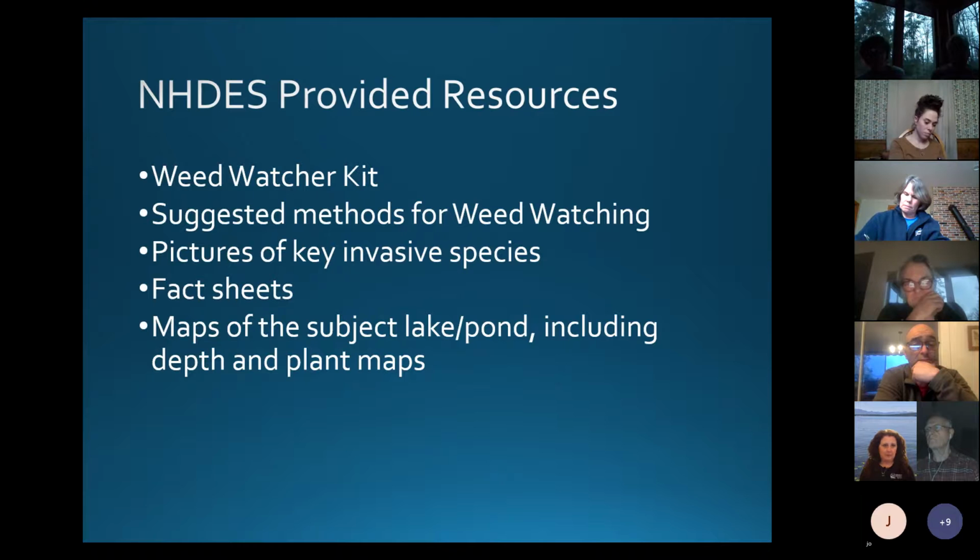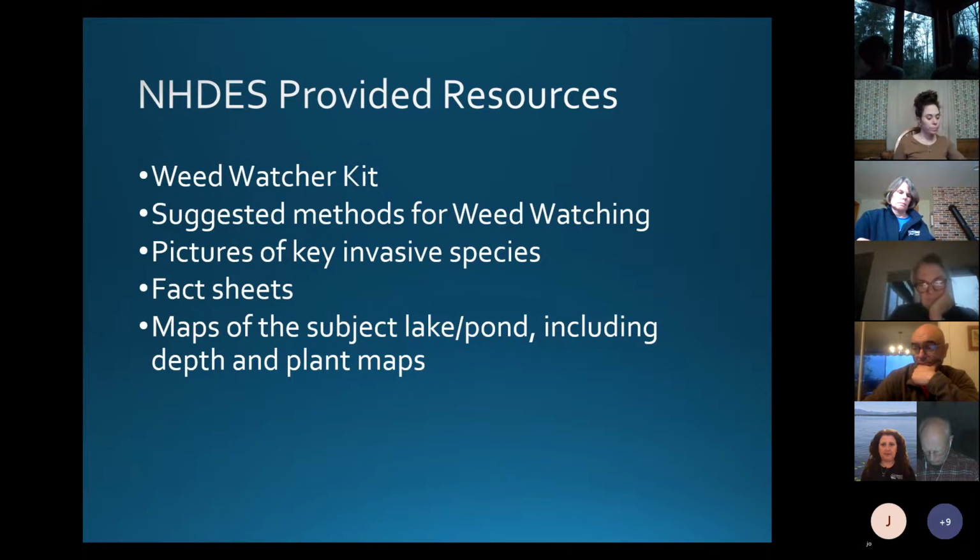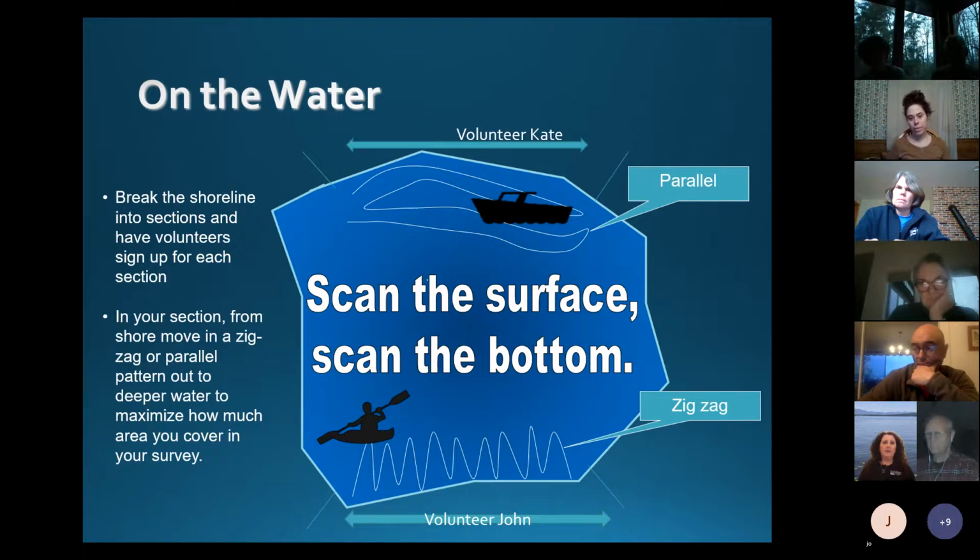Like I mentioned, we have the Weed Watcher kit, and I can mail one of those to you upon request. I just need your mailing address. And the methods for weed watching, which I'll talk about for a second, are all outlined in the Weed Watcher kit. And I've already said we've got fact sheets and photos of the plants. And I mentioned how you guys can go online and find plant maps and depth maps of your lake, so you know what's been documented there before.